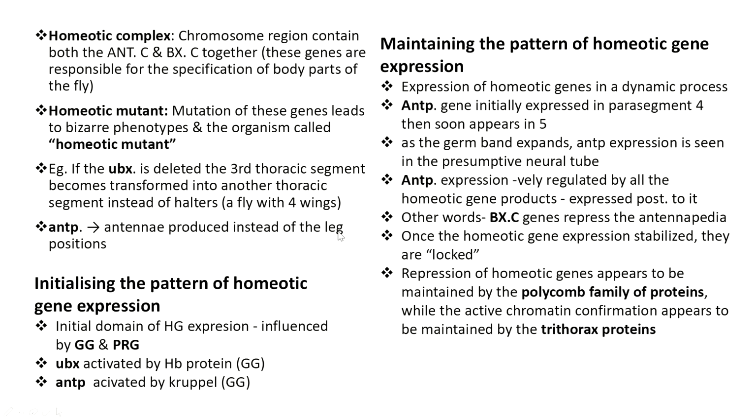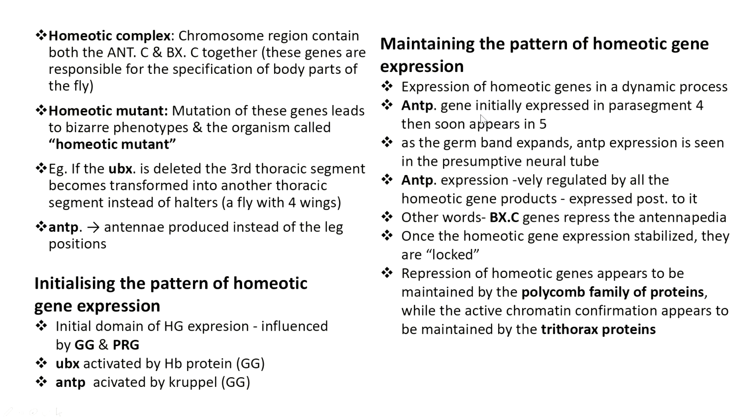Then how do these homeotic genes maintain their expression? Maintaining the pattern of homeotic gene expression is a dynamic process. The antennapedia gene is initially expressed in parasegment 4, then soon appears in 5. That means the activity of antennapedia first starts at the 4th parasegment.